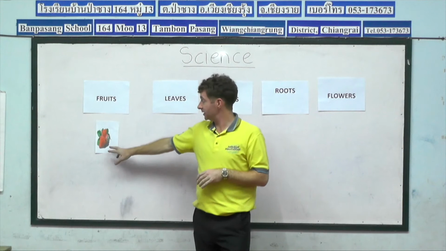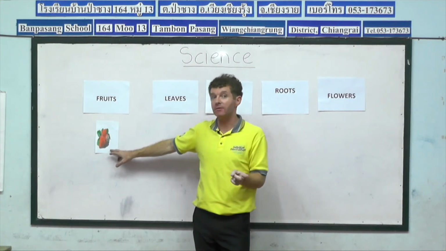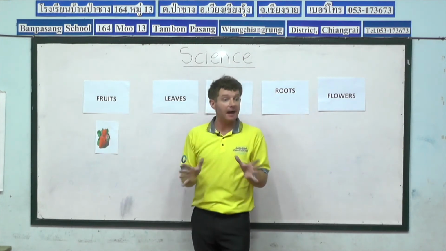So you can see any type of fruit that ends with berries, like strawberries, is a part of a plant that's called the fruits. Now, our next picture.